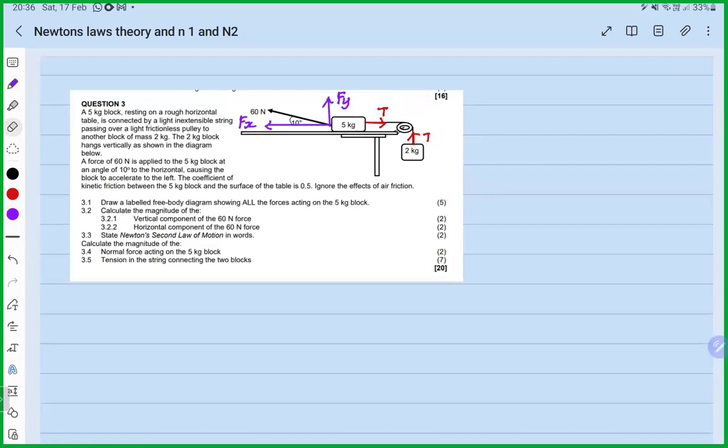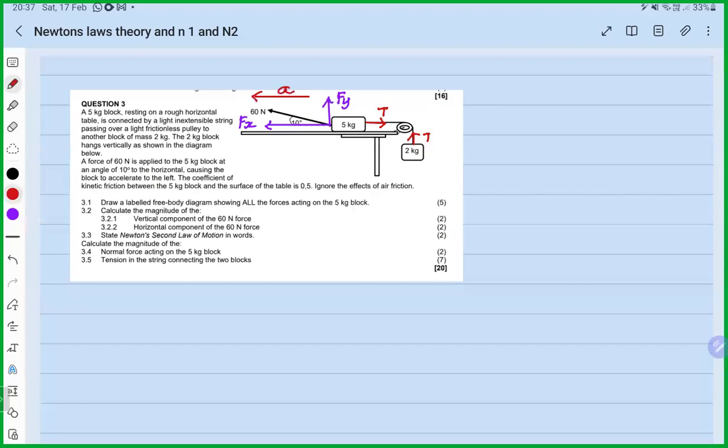So let's read. A 5 kilogram block resting on a rough horizontal table is connected by a light inextensible string passing over a light frictionless pulley to another block of mass 2 kilograms. The 2 kilogram block hangs vertically as shown in the diagram below. A force of 60 newtons is applied to the 5 kilogram block at an angle of 10 degrees to the horizontal, causing the block to accelerate to the left. So the block accelerates to the left, and that's important.